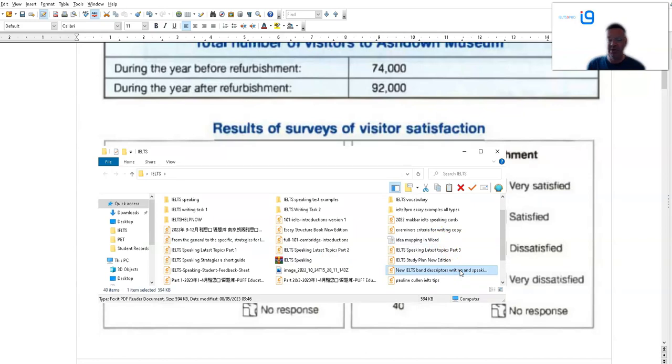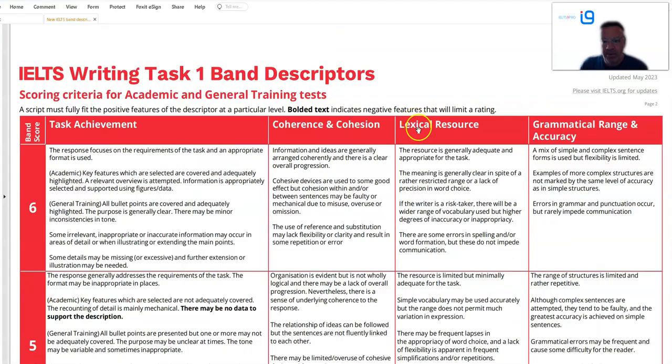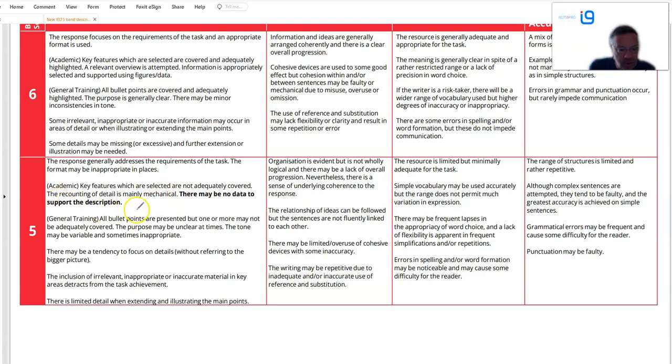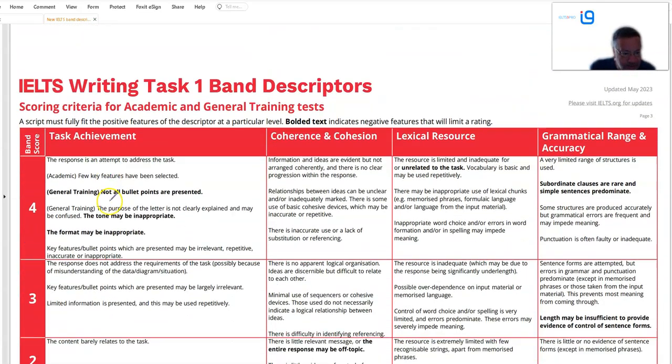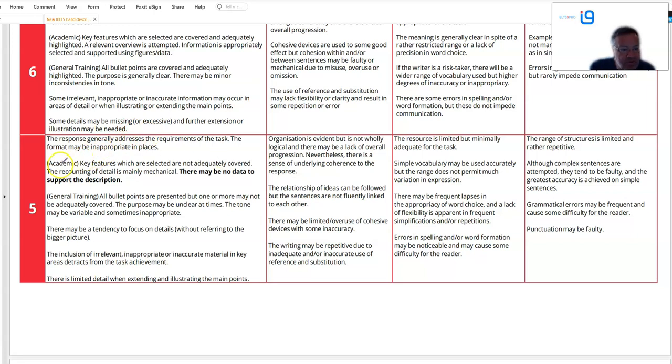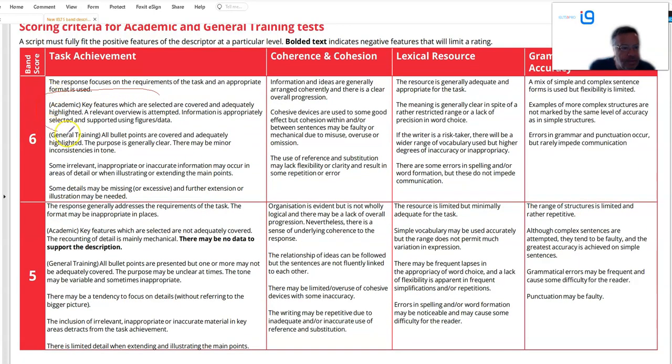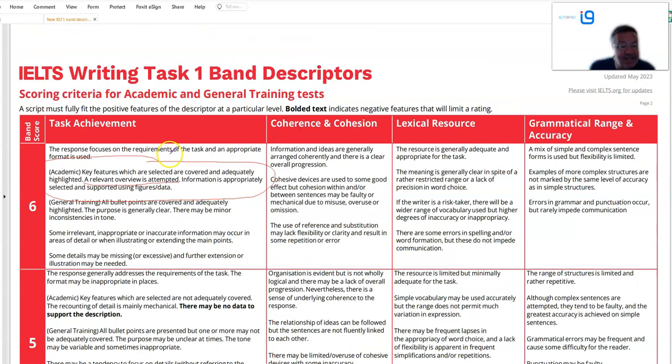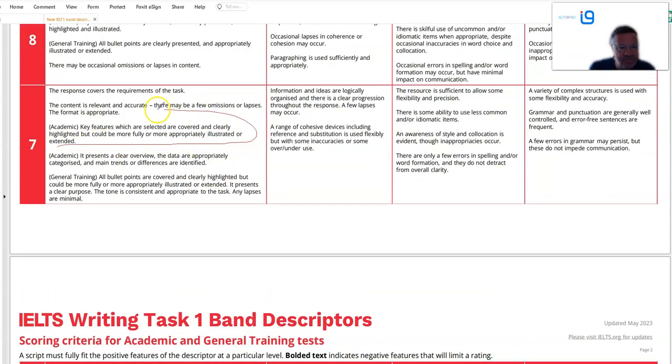New band descriptors come out in May. Publicly available, so blah blah blah, not for profit, etc. So general training, right, academic, right. So academic key features, recounting of detail, right. Few key features. You need an overview. What else does it say here? Response, academic key features. Where are we here? So right, to get at least a 6, a relevant overview is attempted. Right? You can't even get 6 unless you've got an overview. Key features are covered and adequately highlighted. Information is appropriately selected. So, overview.